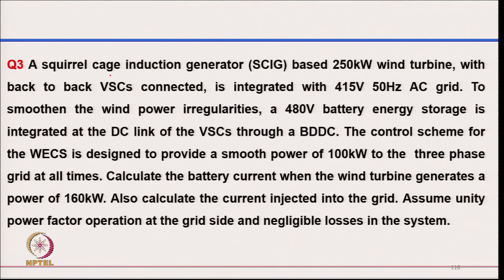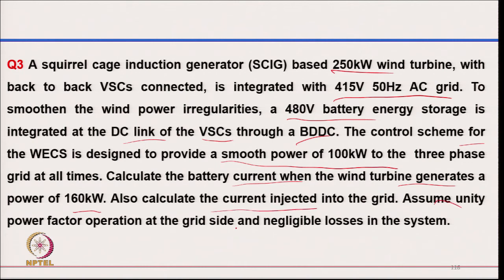So, coming to a third example, a squirrel cage induction generator based 250 kilowatt wind turbine with the back to back connected converter is integrated to 415 volt 50 hertz supply. To smoothen the wind power irregularity, a 48 volt battery energy storage system is integrated at the DC link of the voltage source converter through a bidirectional DC-DC converter and control scheme for the wind energy conversion system designed to provide a smooth power of 100 kilowatt to the 3-phase grid at all time. Calculate the battery current when the wind turbine generates the power of 160 kilowatt. Also calculate the current injected into the grid. Assume unity power factor operation, grid side and negligible losses.